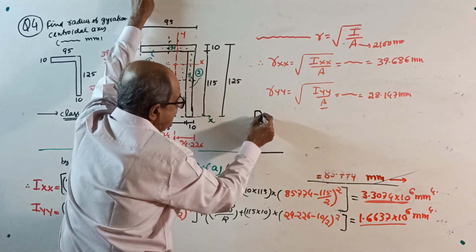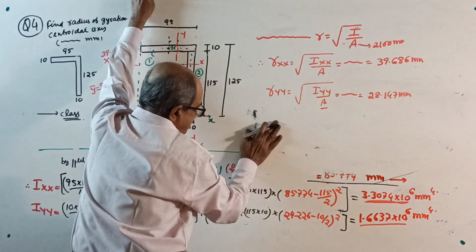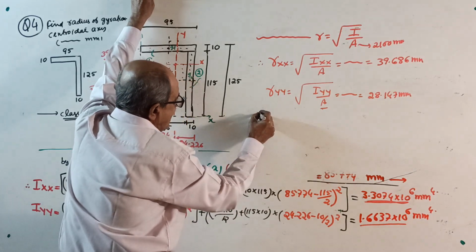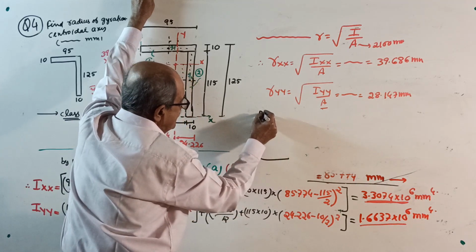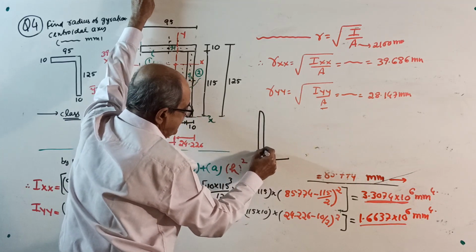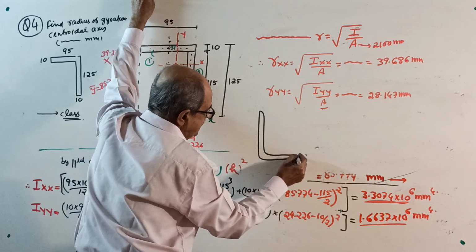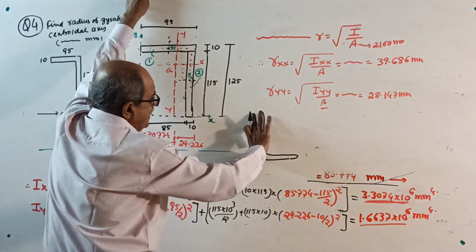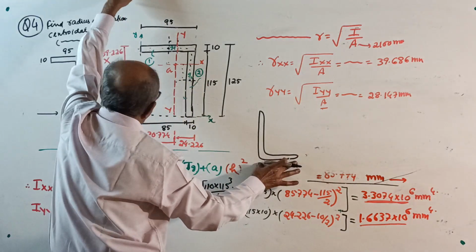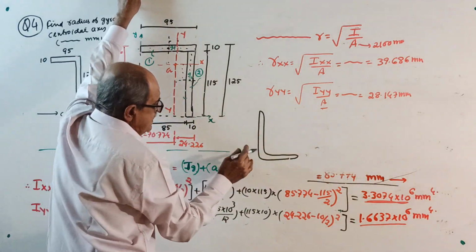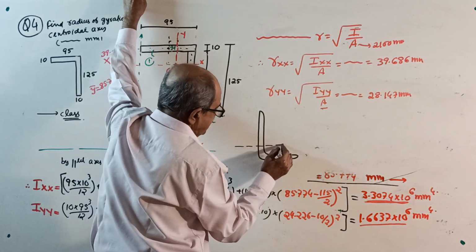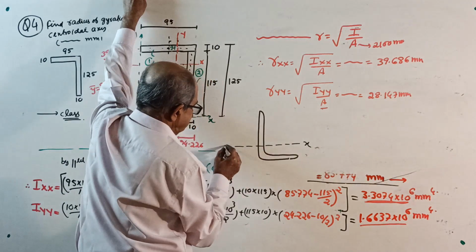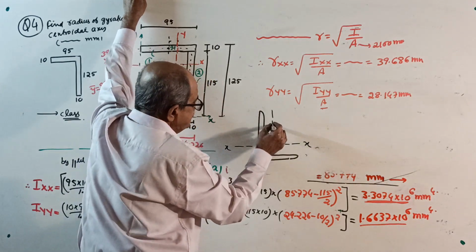Of course, curvature is there. See, I told you clearly. In the handbook, they printed like this. See, curvature is there, and then this is printed. This is 125. This is 95. Thickness is 10. Then they told this is its x-x axis. This is its y-y axis.